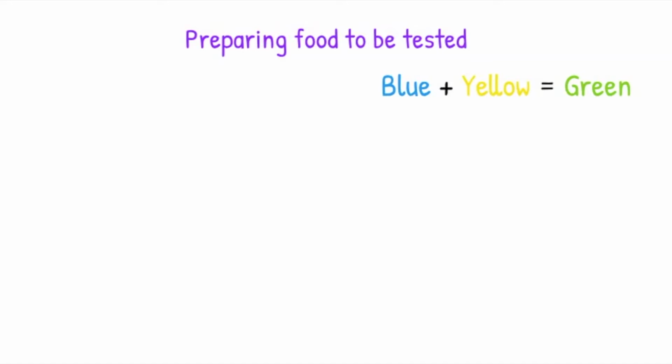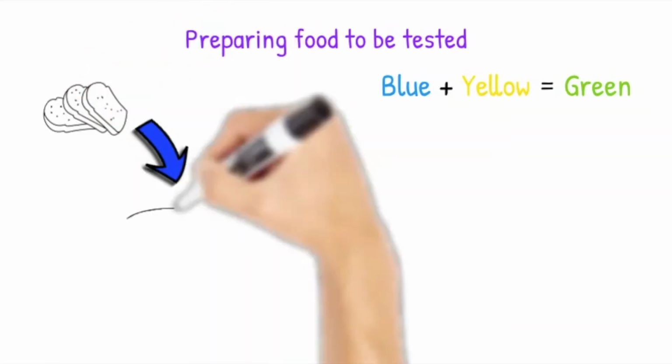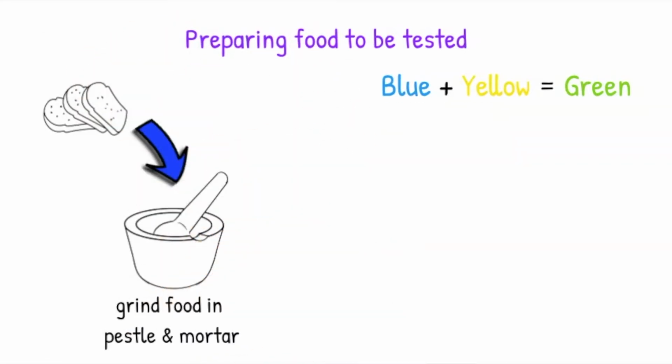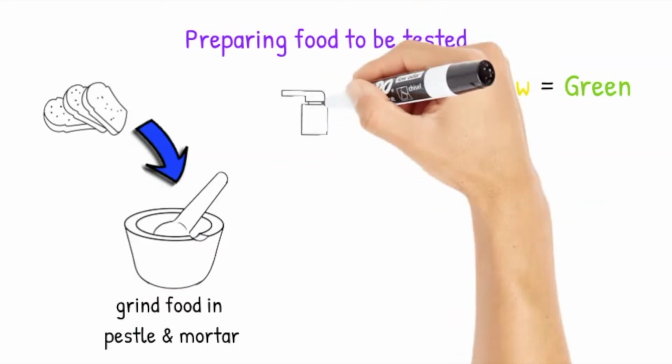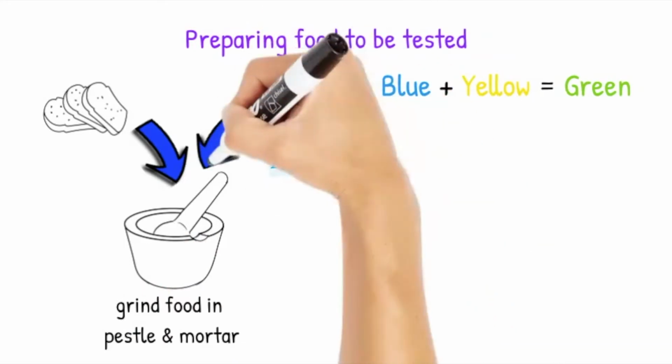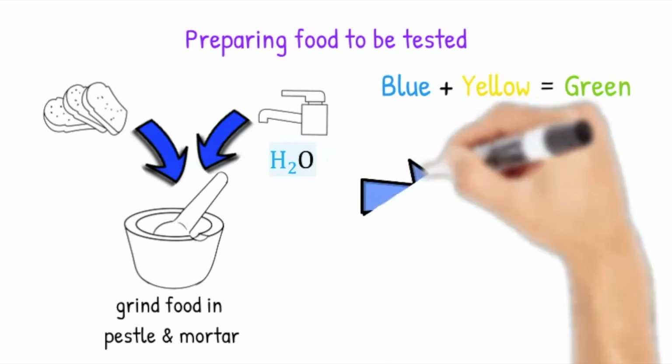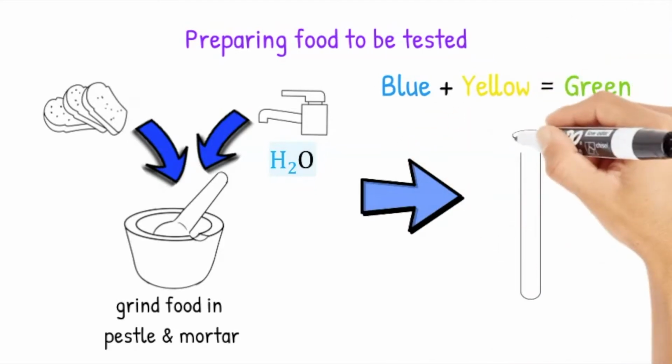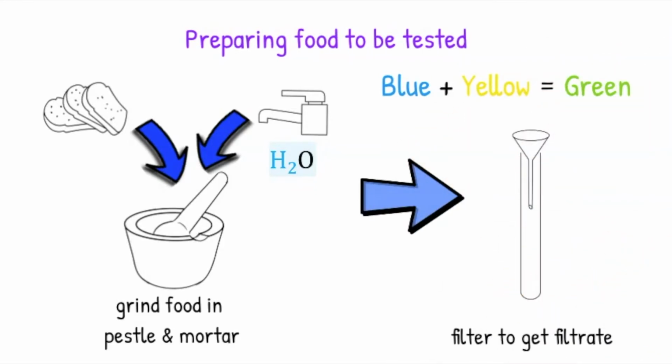Solid foods need to be prepared for most of these tests, although they may be used in solid form in the starch test. To prepare the solid foods, first need to be ground up using a pestle and mortar, and water should be added. After thoroughly grinding the food in the water, it needs to be filtered using filter paper in a funnel and collecting the filtrate in a test tube or boiling tube. It is now ready to test.